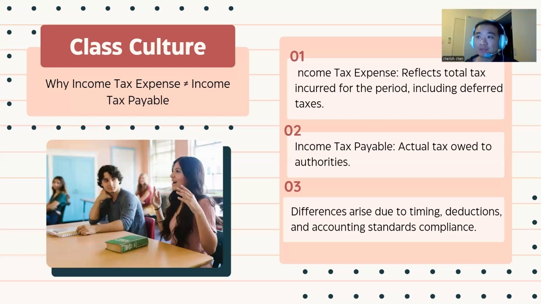To summarize, the income tax expense and the income tax payable are different due to accounting adjustments, deferred tax, and timing differences. Understanding this distinction and the reason for the difference is very important to financial analysis.